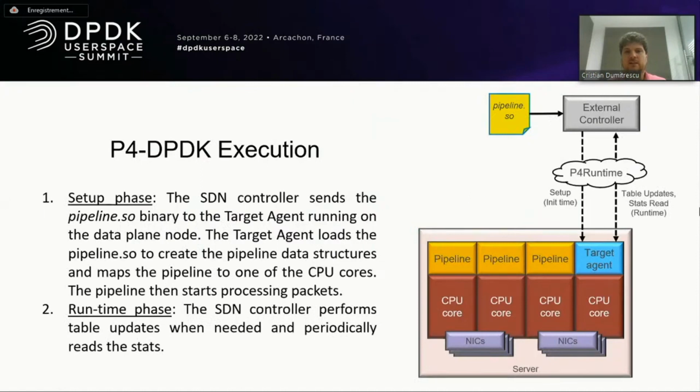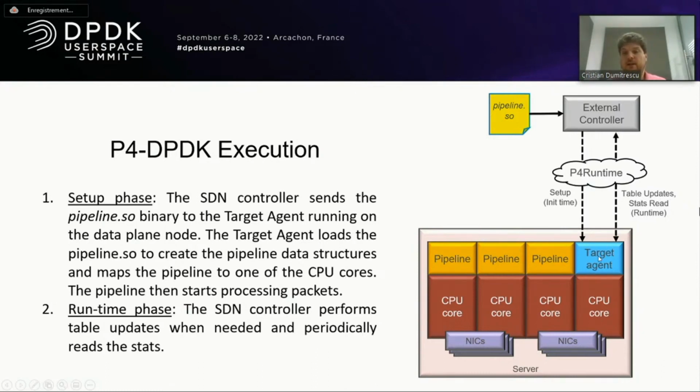What happens at runtime? Essentially, we have an SDN controller over here, which is external to your data plane node. The data plane node could be anywhere, connected through the network with the external controller. It's probably your server. And the external controller, the SDN controller, will get this pipeline.so file, and it will send it through the P4 runtime protocol to a target agent running on the data plane node on your server.